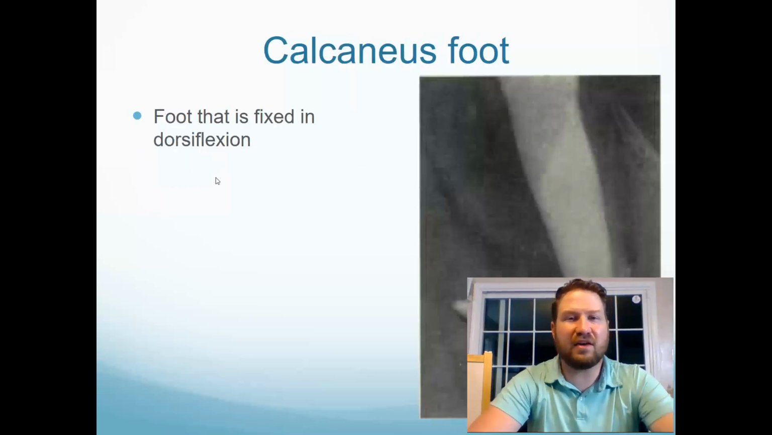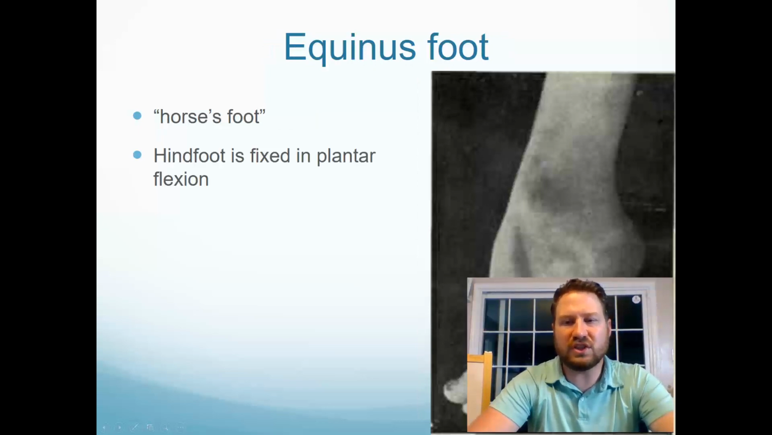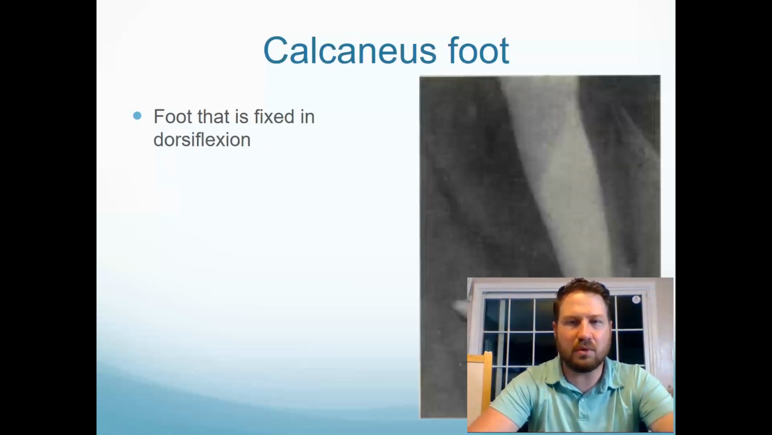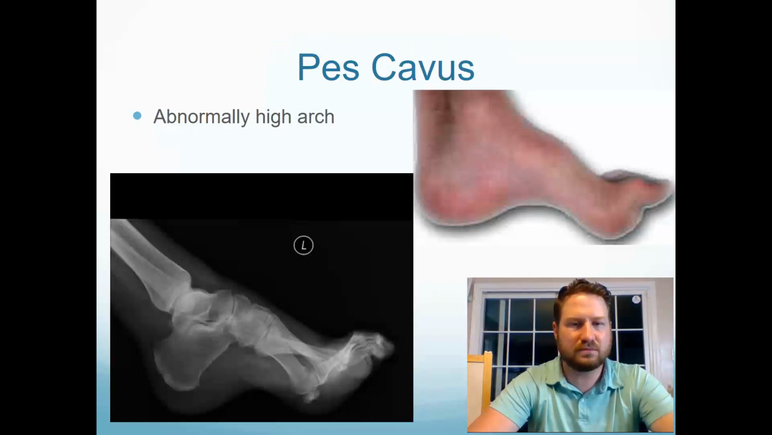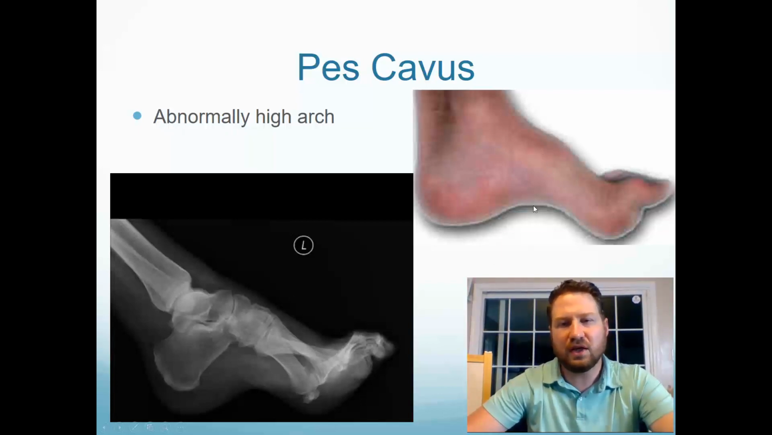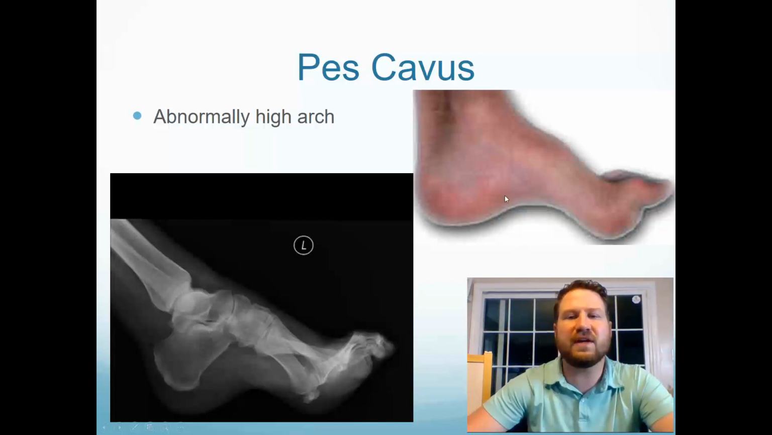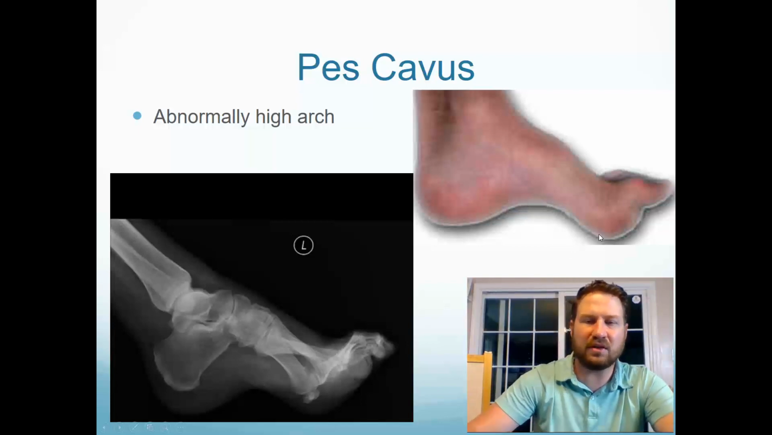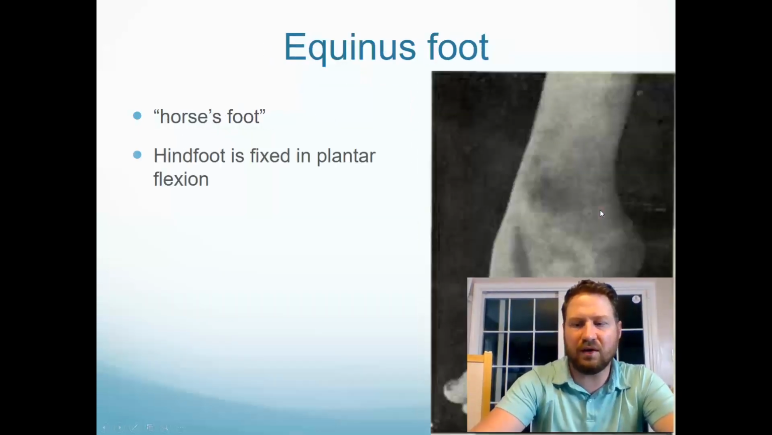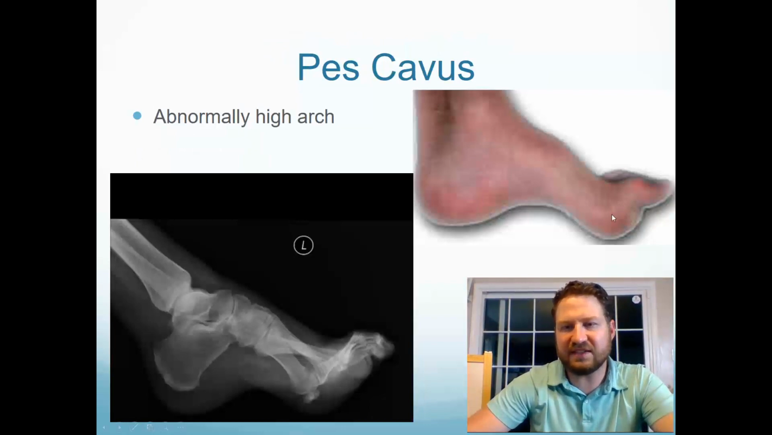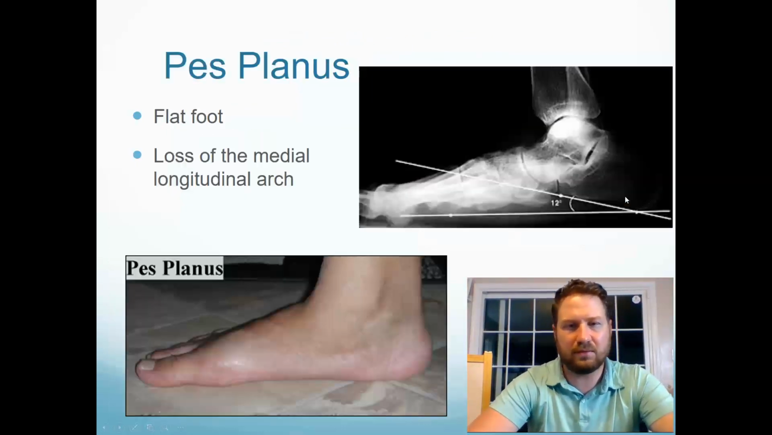The flip side of that is the calcaneus foot, which is a foot that is fixed in dorsiflexion. These two things are usually genetic. You're not usually going to get these two things from immobilization or anything like that. A pes cavus is a foot that has an abnormally high arch. You can see that if this foot was on the ground, you would be able to drive a truck through that arch. It's a very, very high arch. And again, same with equinus foot, you're going to have a steep extension moment of that MTP.